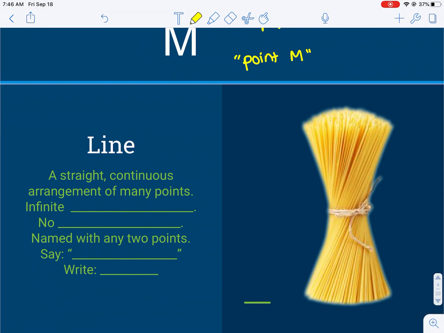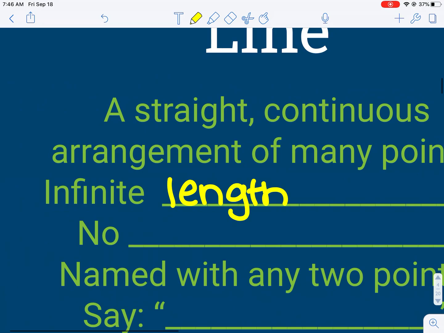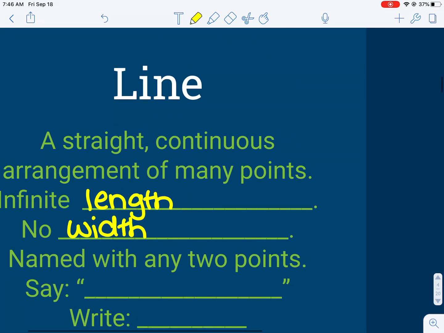Now, if I put a whole bunch of points together, I get a line. Okay, so a line is really just a straight, continuous arrangement of a whole bunch of points. It has infinite length, but it has no width. And I name it with any 2 points that are on the line. So it's kind of like an infinite piece of spaghetti where it just keeps going and going and going.